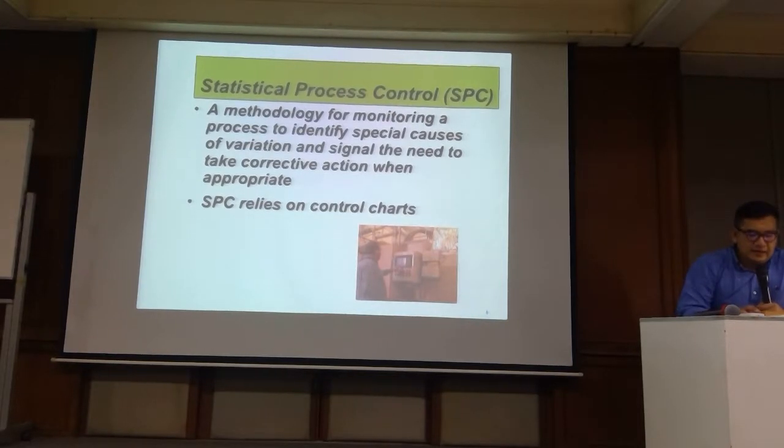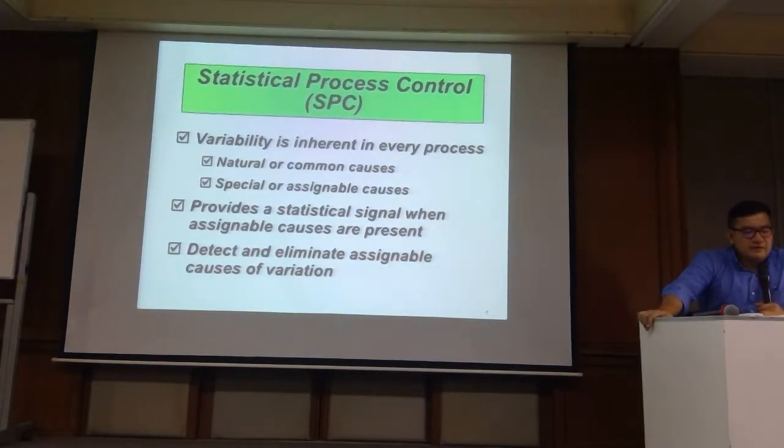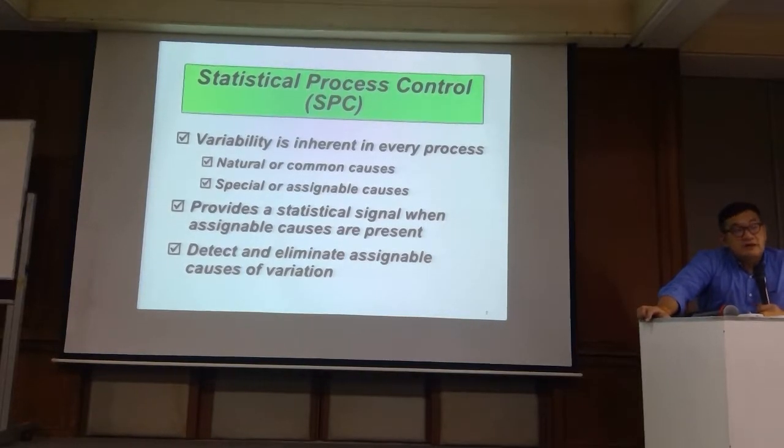Okay. And as I told you, variability is actually in every process; we always have variabilities or variation. There are two types of variation: natural or common variation, or common cause, and special or assignable variation. Sometimes we call it abnormal variation.